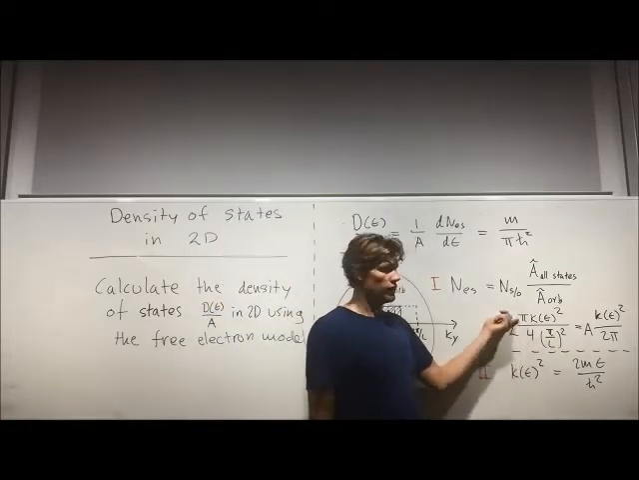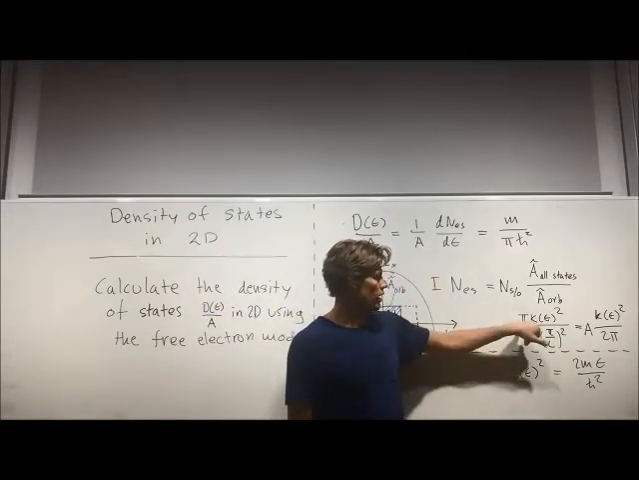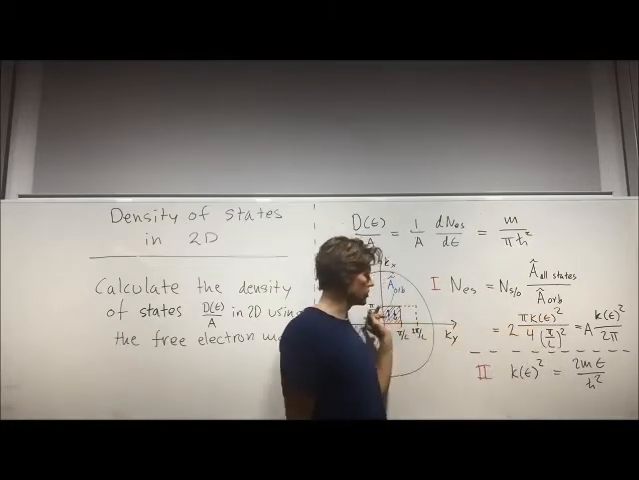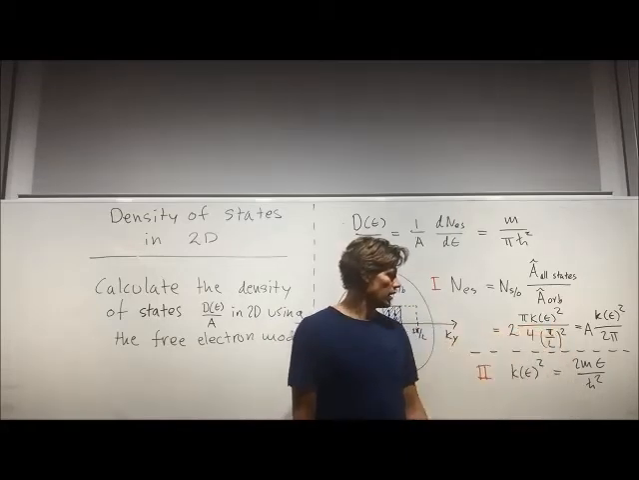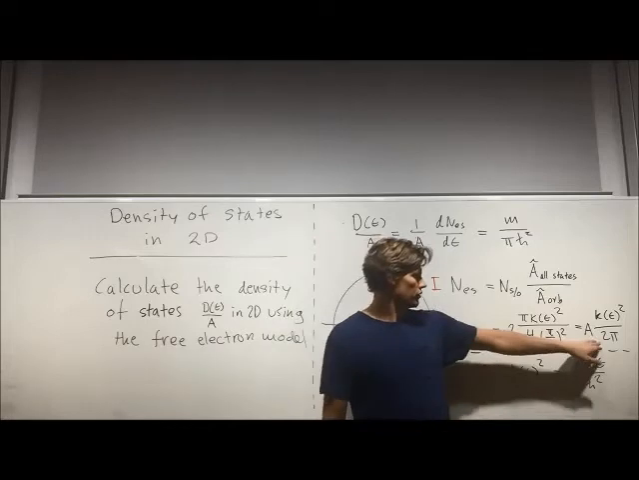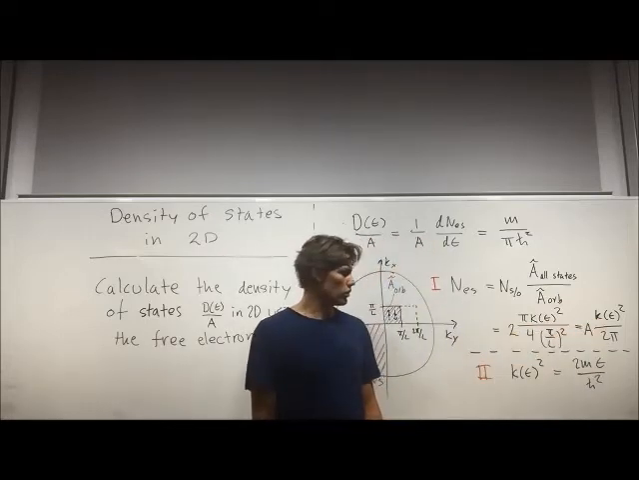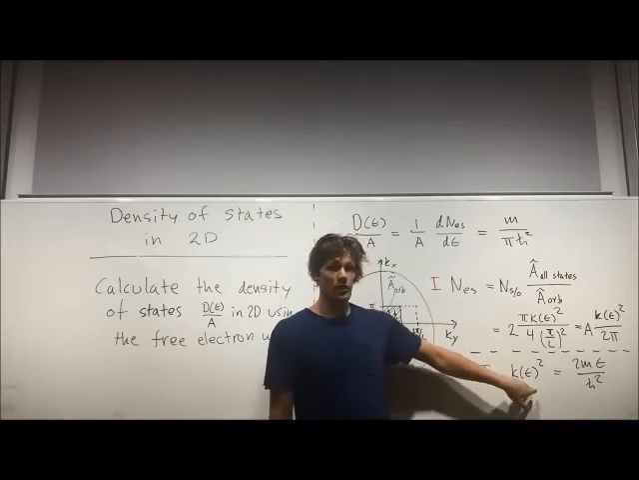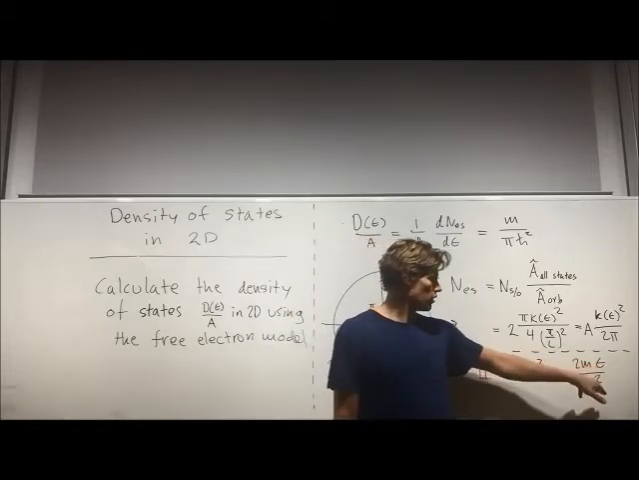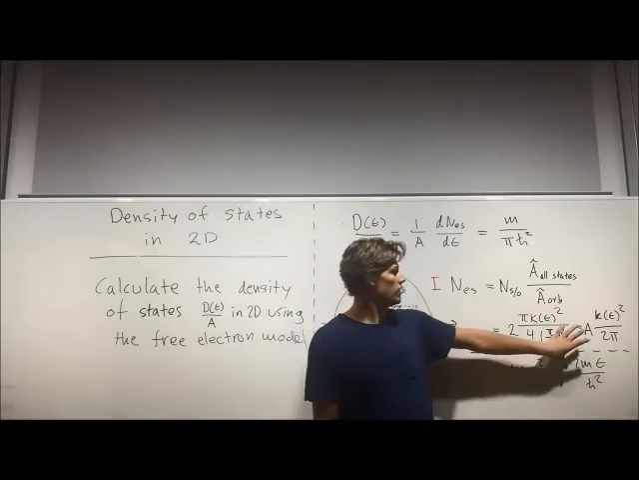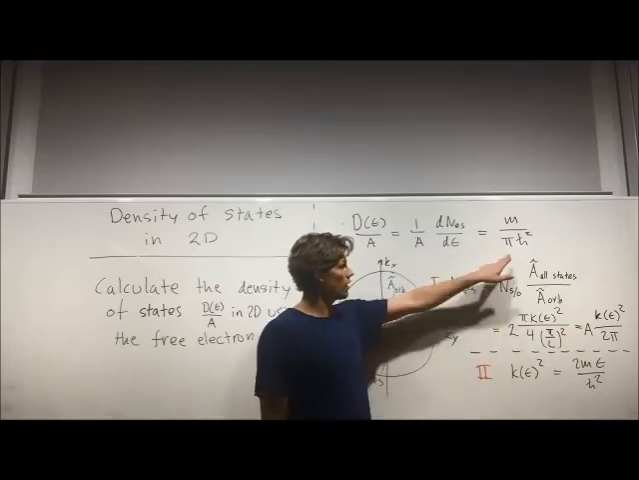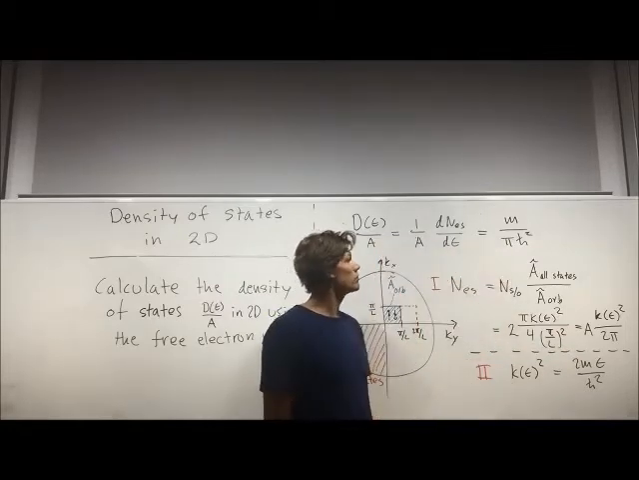And you just put in the value. You take pi times k squared divided by 4, because it's 4 quadrants. And then you divide by the area, pi over L squared. And you get this result here. You can use the free electron model to calculate what this k squared is. It's basically 2m epsilon divided by h bar squared. Putting this in, we get a constant value for the density of states, which is m over pi h bar squared.